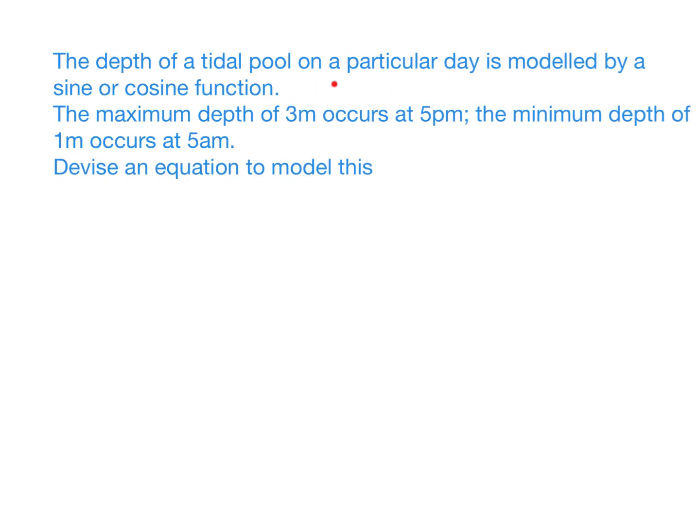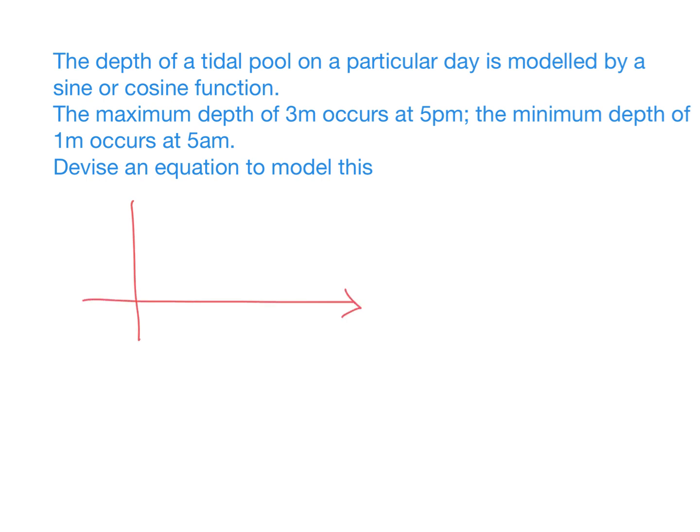The depth of a tidal pool on a particular day is modeled by a sine or cosine function. The maximum depth is 3 meters at 5 p.m. The minimum depth of 1 meter occurs at 5 a.m. and we're going to devise an equation to model this. So before we do that, I'm going to draw a diagram.